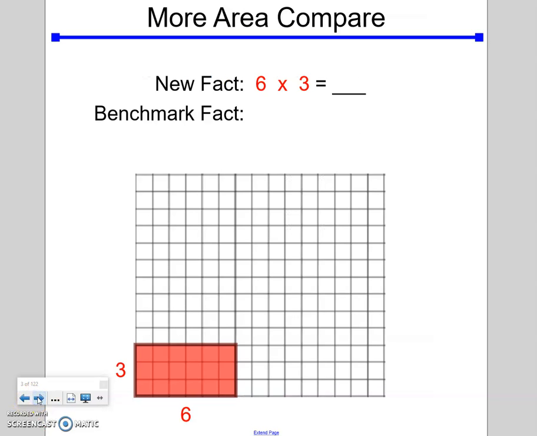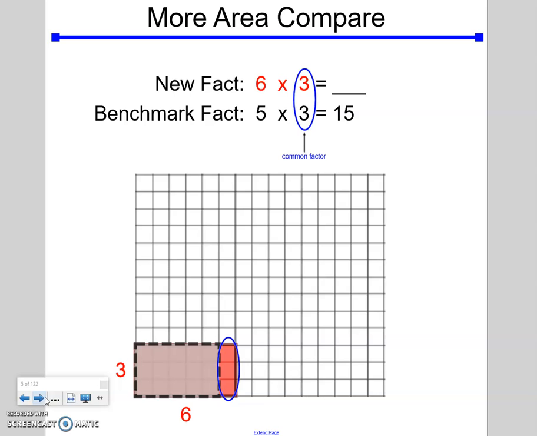Let's take a look at another example. Here's the new fact 6 times 3. And if I didn't know 6 times 3, I could compare it to the benchmark fact 5 times 3. And you can see here I have an area model representing this as well. 6 times 3 is my new fact. My benchmark fact is 5 times 3, which I know equals 15. I immediately notice that 6 times 3 and 5 times 3 have a common factor. They both have a factor of 3.